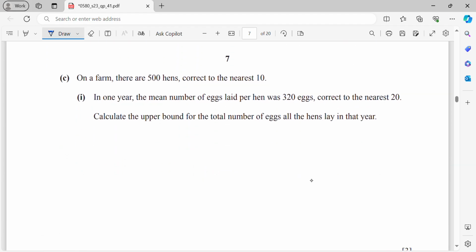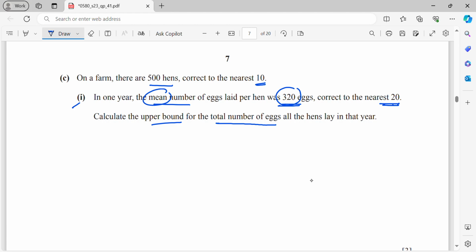Okay, now on the farm, there are 500 hens, correct to the nearest 10. In 1 year, the mean number of eggs laid per hen was 320 eggs, correct to the nearest 20. Calculate the upper bound for the total number of eggs all the hens lay in that year. So the mean number of eggs was 320, correct to nearest 20.